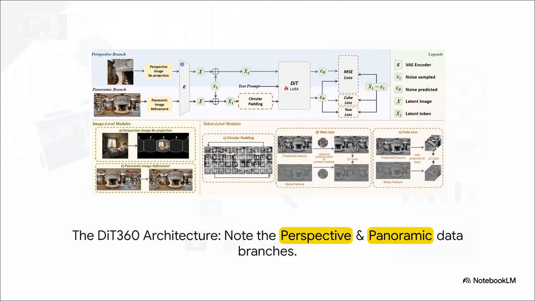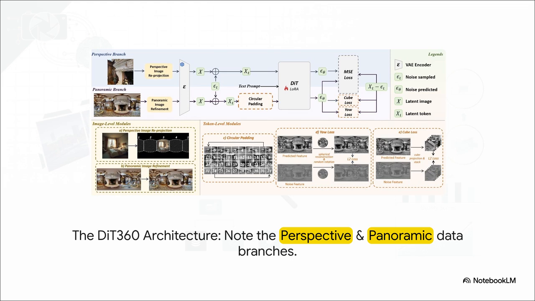Okay, this diagram right here is our technical roadmap for the next few minutes. It looks a bit intimidating, but let's walk through it. See the two paths at the top? That's their hybrid philosophy in action. You've got a perspective branch for the normal photos and a panoramic branch for the 360 images. Both types of images get fed into what's called the VAE encoder. You can think of this as a compressor. It takes the image and turns it into a compact, latent representation, the model's internal idea of the image.